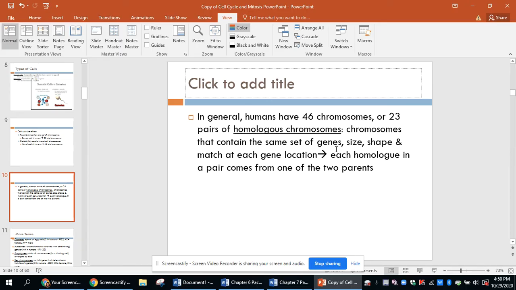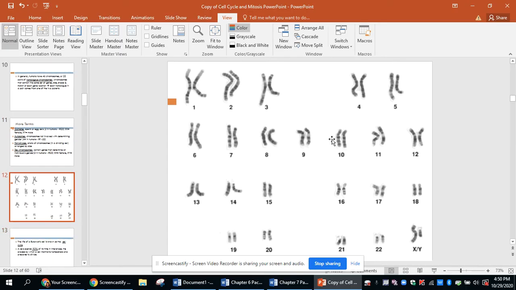We can actually look at a picture of chromosomes from humans. And this picture, one of your vocab words, is a karyotype. And basically, karyotypes show us if there's any type of chromosomal mutation or abnormality. So you have to kind of know what you're looking for. So a couple more vocabulary words.